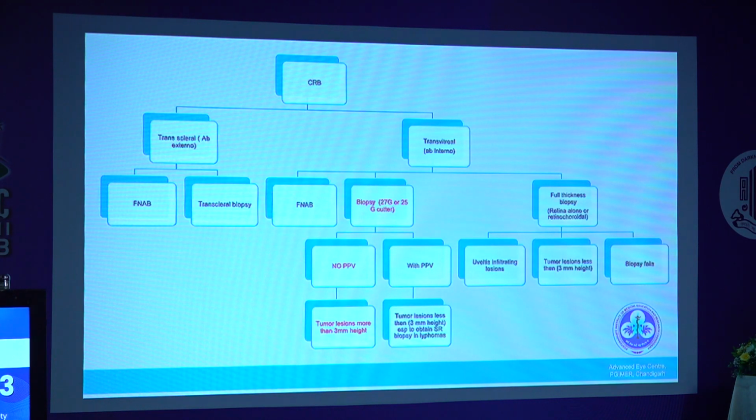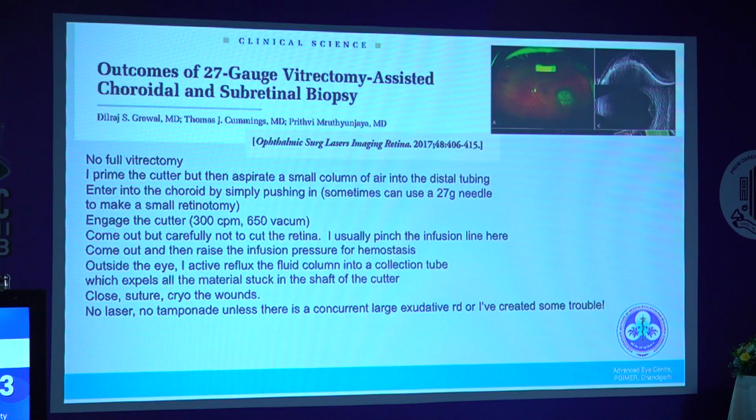And that biopsy can also be done without PPV. I'll tell you how it is done actually. So this was a 27G vitreous biopsy without pars plana vitrectomy. This was propagated by Dr.